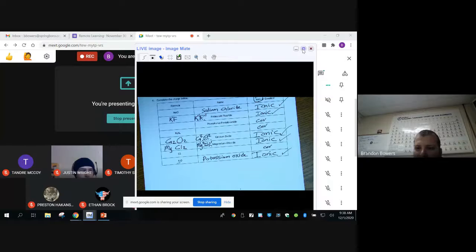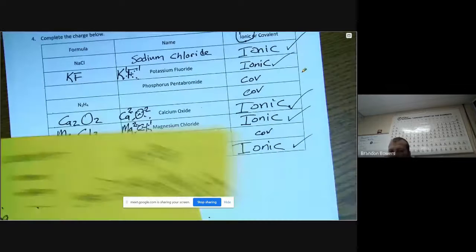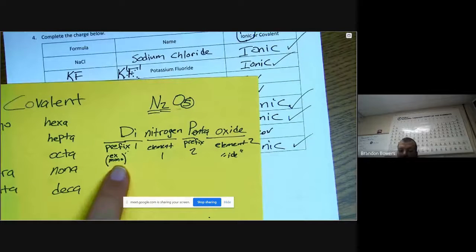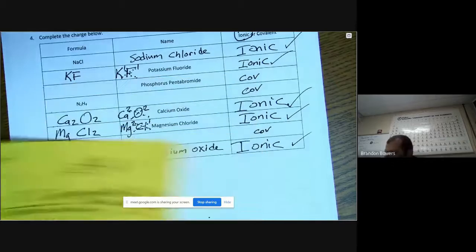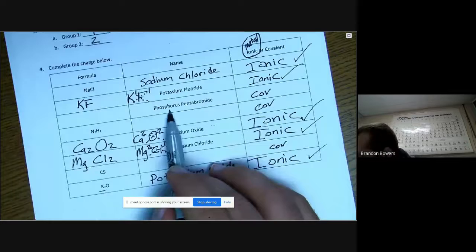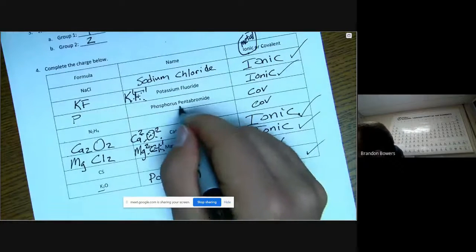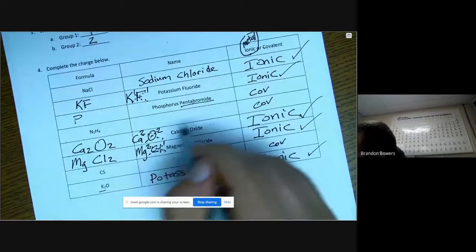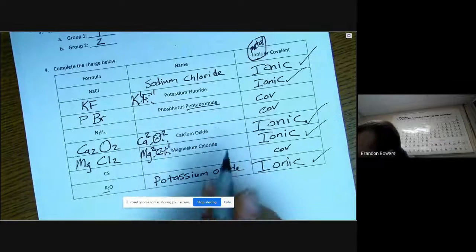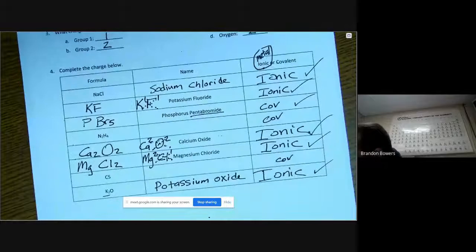All right, so let's finish strong with covalent. So covalent, I have to use my prefixes. So remember, you have to use prefixes, except mono for the first one. So if I look at my covalent examples, I just have to come up with the name. So phosphorus is P. Pentabromide. All right, so I know bromide is Br. Penta is 5. So that's covalent done.